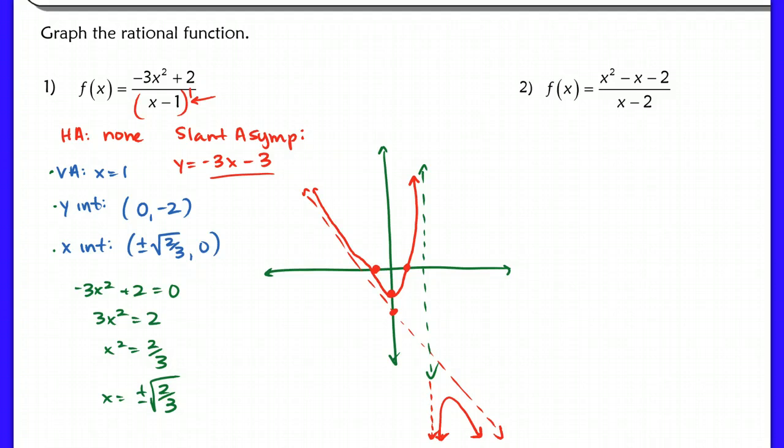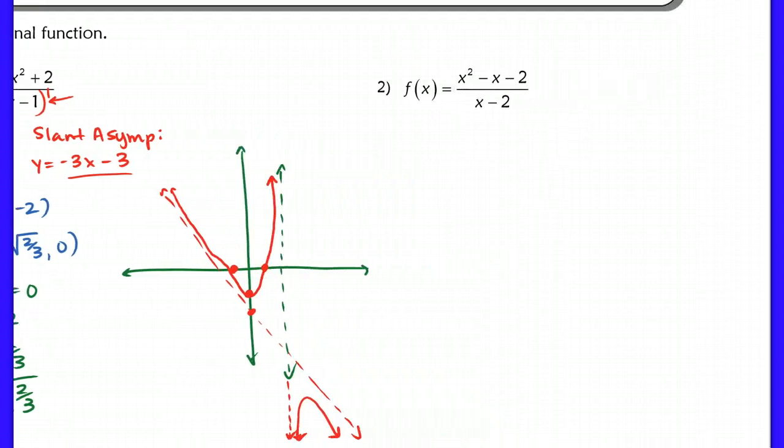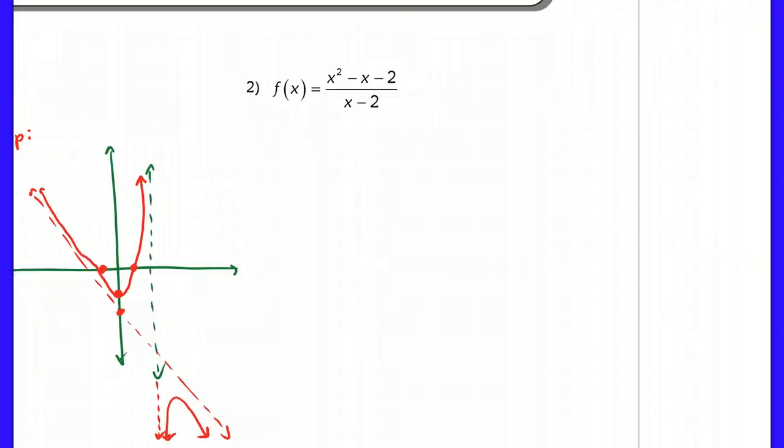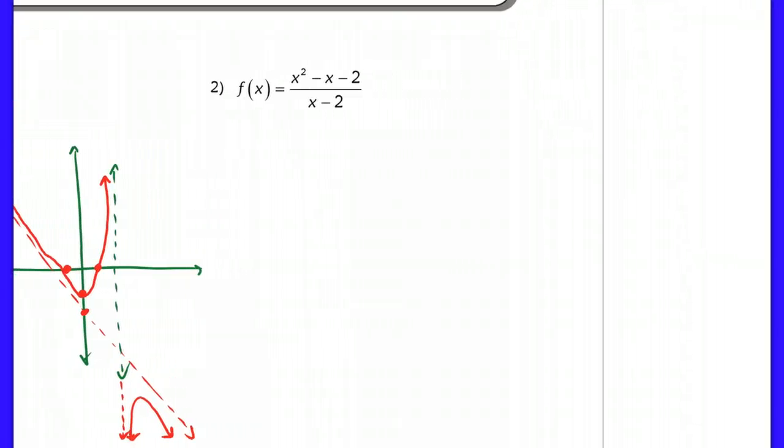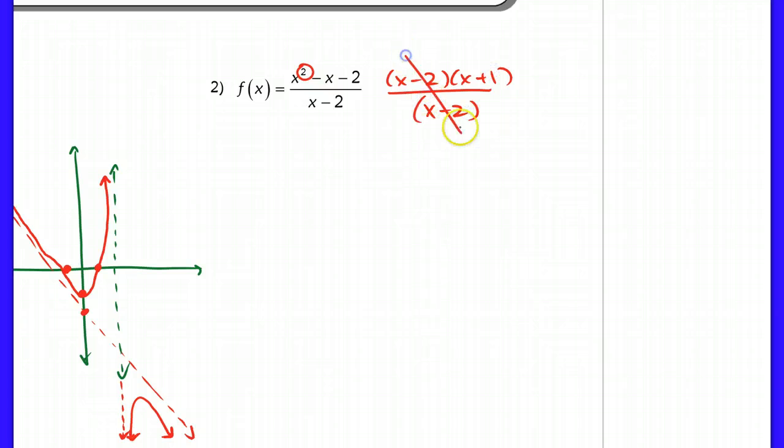Okay, let's try number 2 real quick. It's not really tricky, but I just wanted to throw this in to let you know that sometimes when the degree is exactly 1 more, it won't always have a slant asymptote. Even though that degree is exactly 1 more, if we factor the top, that would be x minus 2 times x plus 1, over x minus 2. Now you're just going to have a hole instead of a slant asymptote, because that factor completely cancels, and you're left with a linear function, y equals x plus 1.